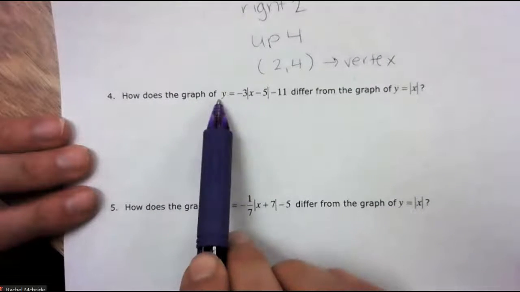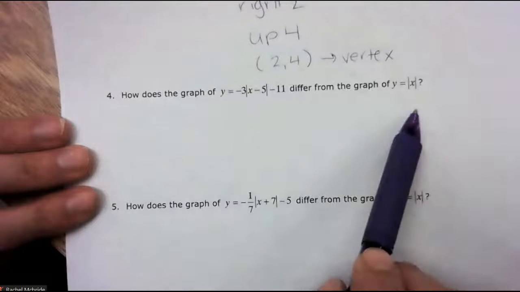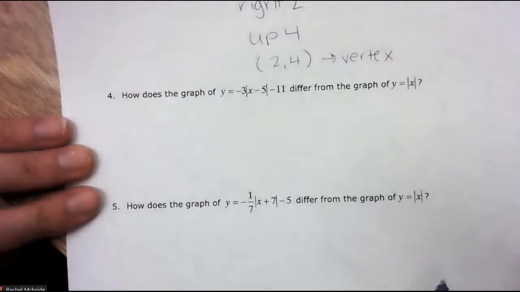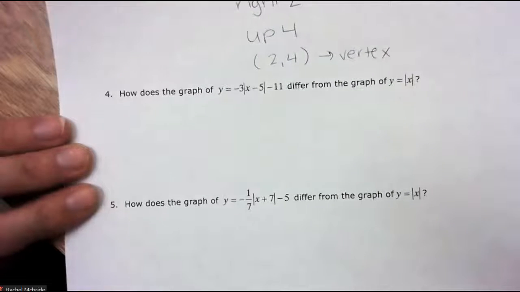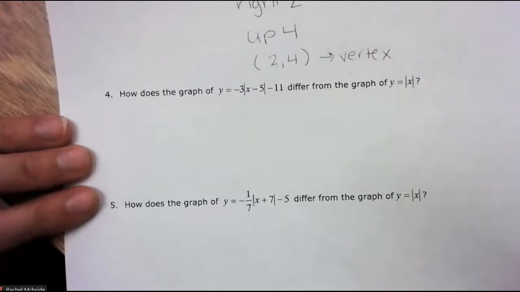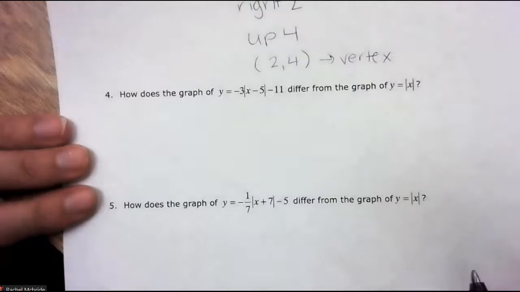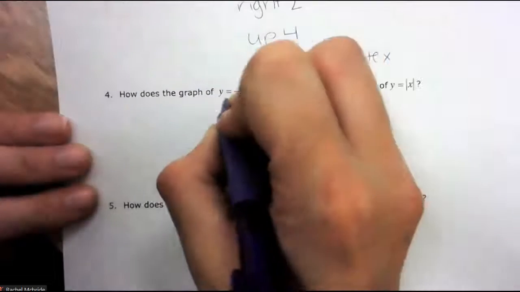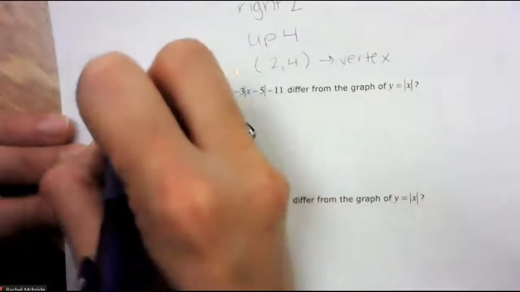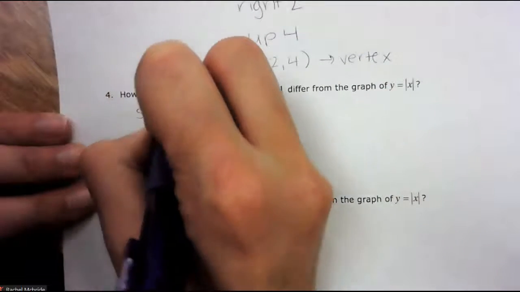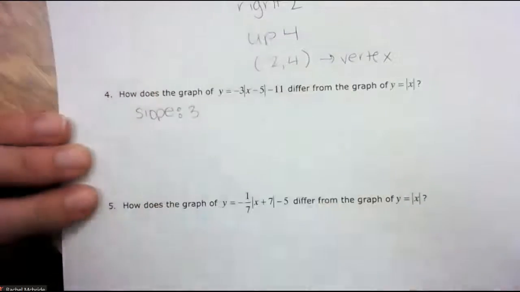Number 4, how does the graph of this example change? Let's start with someone I haven't heard from. Reese, go ahead, give me one of them. You have your slope shows negative 3. Okay, so I have a new slope. My slope is now 3.